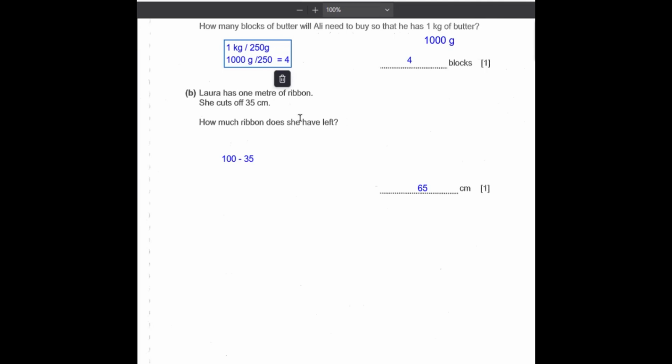Number B, we said Laura has 1 meter of a ribbon. She cuts off 35 centimeters. Okay, when we say 1 meter of ribbon, this 1 meter is equal to 100 centimeters. So when she cuts 35 centimeters from the 100 centimeters, that will be 100 minus the 35 centimeters that we cut. That is equal to 65 centimeters.